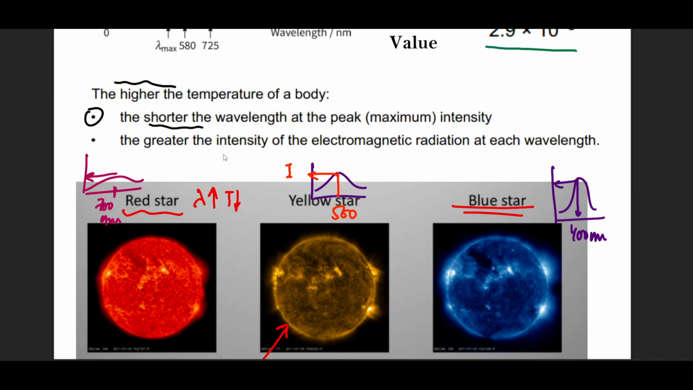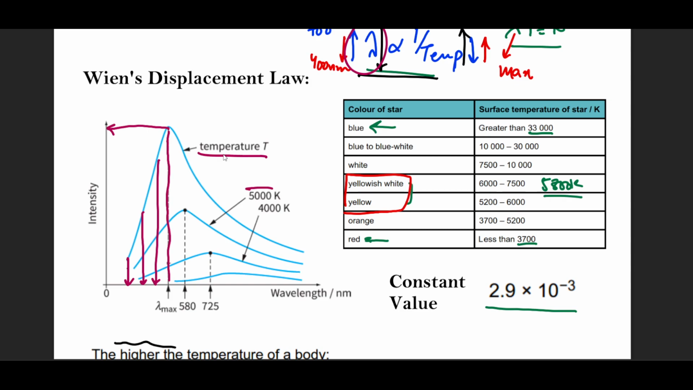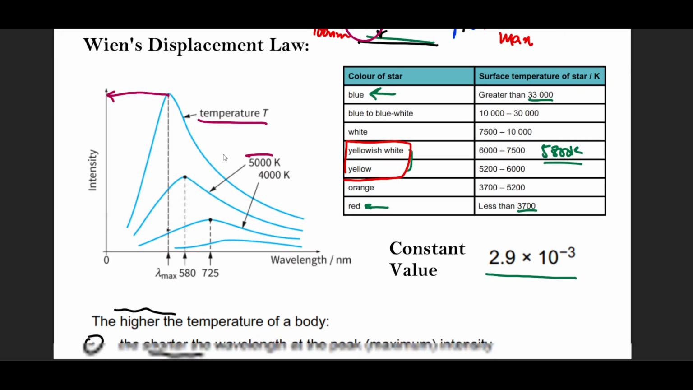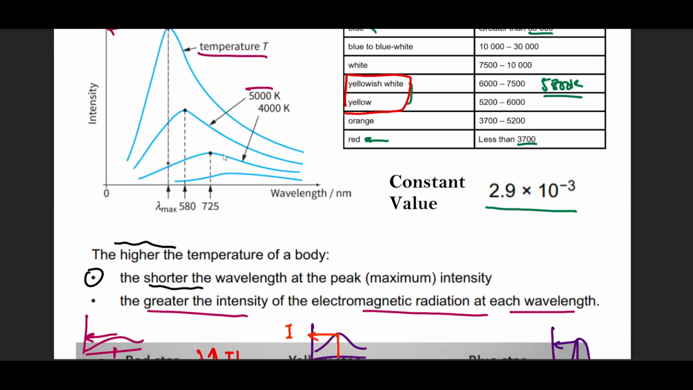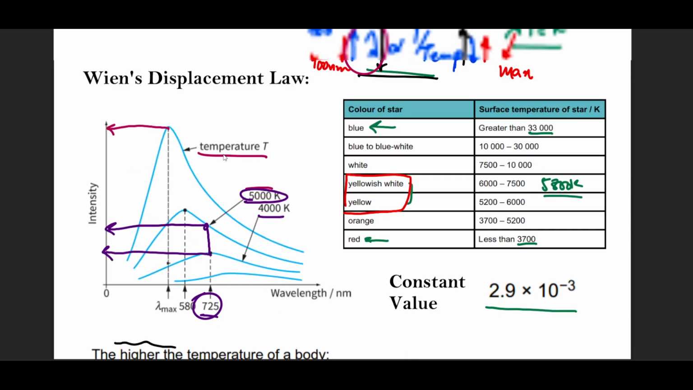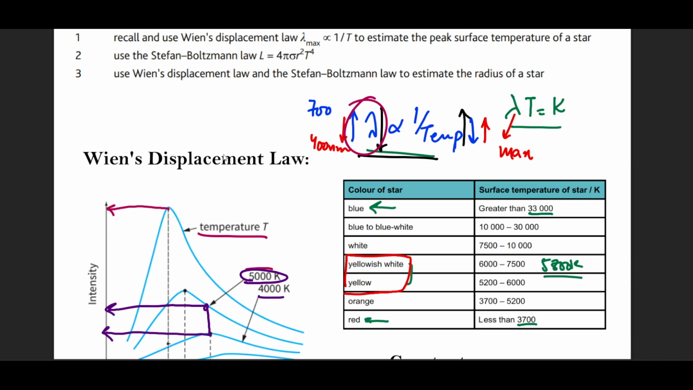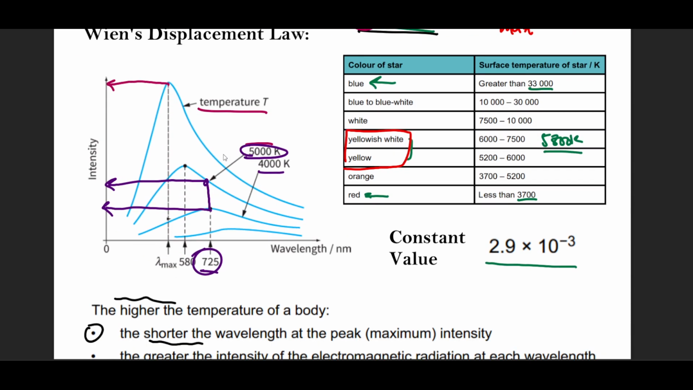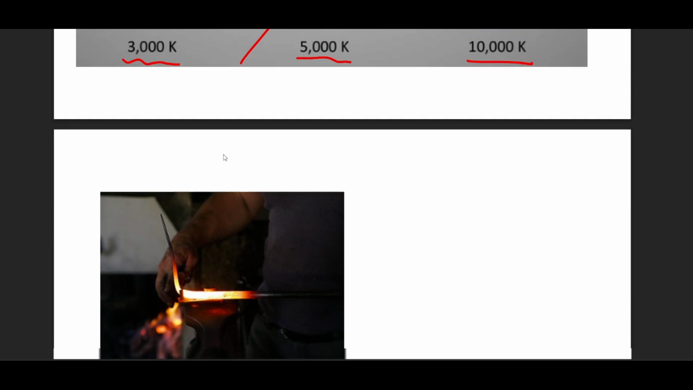The second point to this is the greater intensity of electromagnetic radiation at each wavelength. Notice that at 5000 and at 4000, we can compare the relative brightness or intensity of the same wavelengths as well. You see, at 725, at 4000, this is the intensity. For the same 725, the star that has a higher surface temperature has a greater intensity for the same wavelength. This is the relationship of Wien's displacement law, which helps us to predict the surface temperature based on the wavelength data. Okay. Now, let's move on to this example.